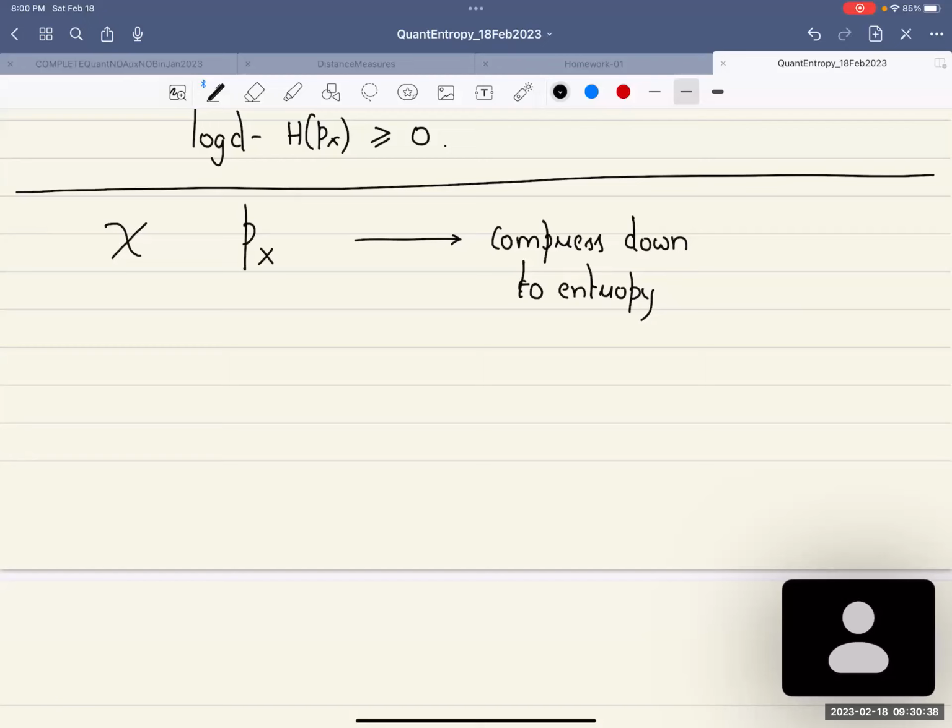You can in no way assign a constant number of bits. Suppose p_X is not uniform, strictly not uniform, then its entropy is strictly less than log d. So somewhere you have to reduce your number of bit representations. And then how do you do it?